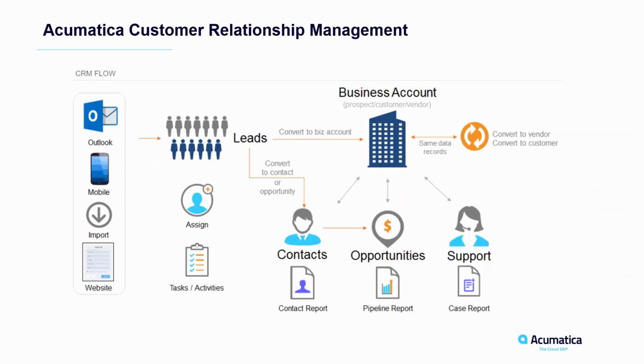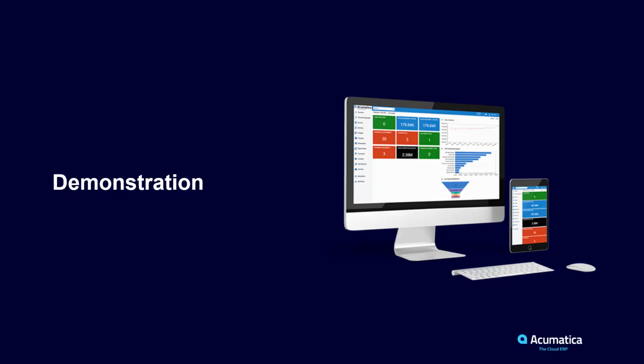Acumatica's CRM workflow is seamlessly connected from the moment a lead enters the system, whether it be from our Outlook plugin, mobile app, an import, or a website capture. Those leads can be maintained through activity management, assigned through automated assignment rules, converted to contacts and customer accounts, and moved all the way through the opportunity and support process until they reach accounts receivable. The same process can be used for vendor management as well, and leads and contacts can be converted into vendors and flow through accounts payable.